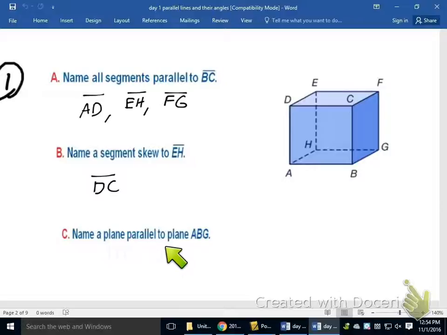And a plane parallel to plane ABG, ABG being the bottom of the box, the top of the box will be parallel to it. When you name a plane, you will use 3 points, 3 non-collinear points. So I will call it DCF, plane DCF. You could call it plane EDC just as easily. Alright, and that wraps up example 1.